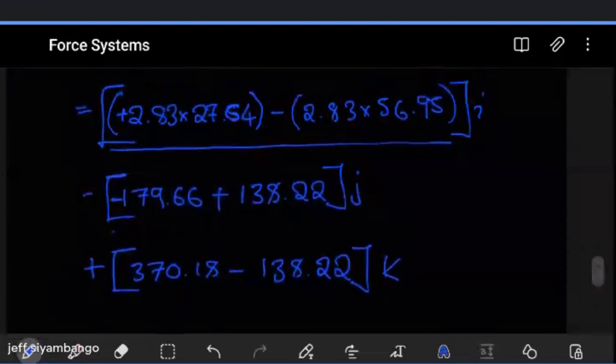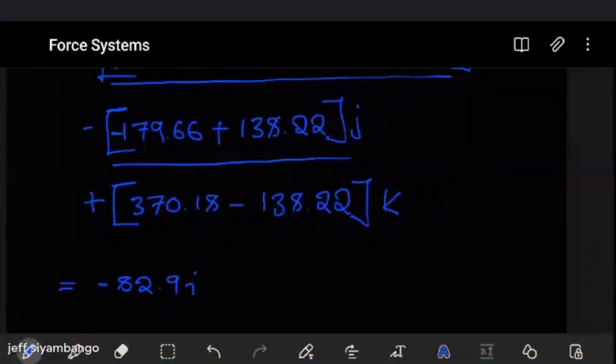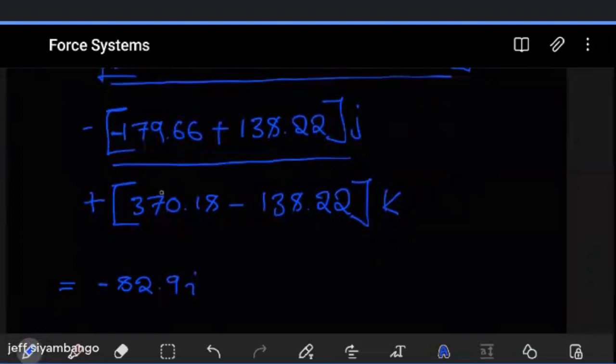Now we simplify this one. Of course, we have this minus outside, so we have to think about it. This term will be negative, so the minus will make that a positive. So evaluate the term inside. 41.44. So of course, this will be positive.